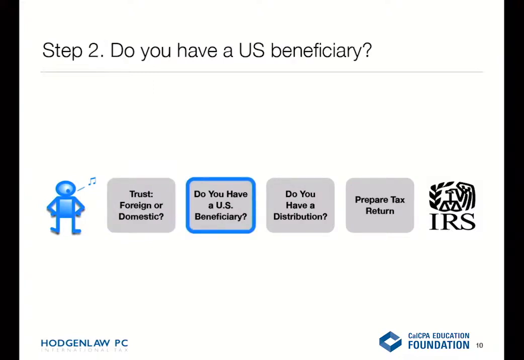Second, do you have a U.S. beneficiary? This is important to know because if a foreign trust is making distributions to a foreign person who's not a U.S. beneficiary, then it's not taxed in the U.S. You don't have to worry about that.